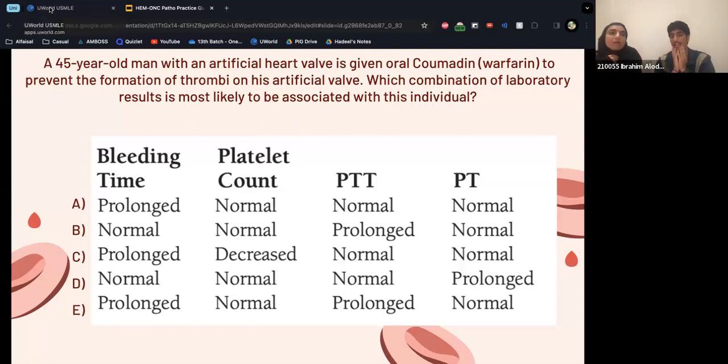Let's start thinking. Forget about PTT for a second. Platelet count, is that going to be affected by warfarin? No, exactly, because thrombopoietin comes from the liver, but warfarin has no effect on thrombopoietin at all. So your platelet count is going to stay the same, whether it's high, low, or normal. Now, the bleeding time. It should also be normal, correct.